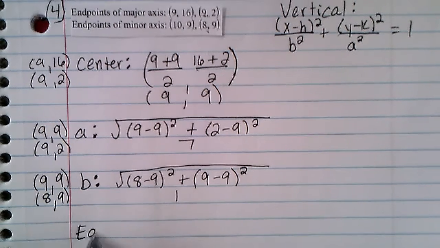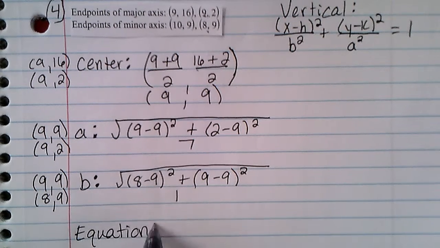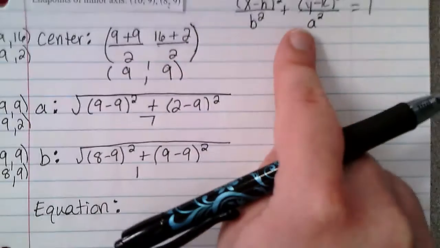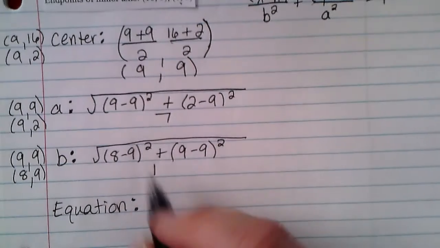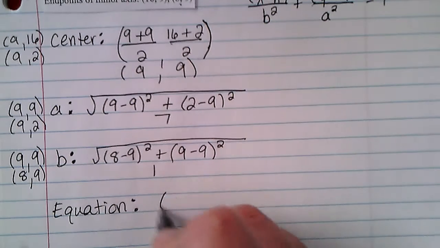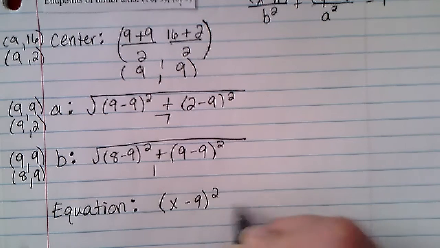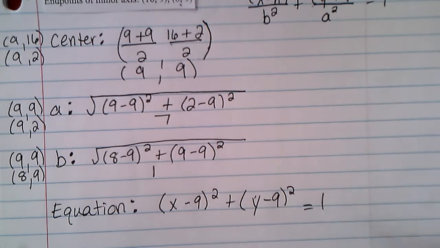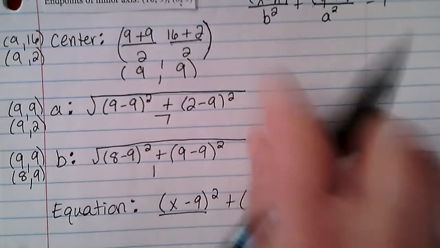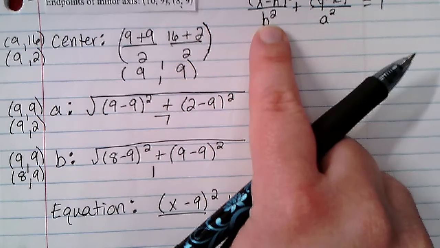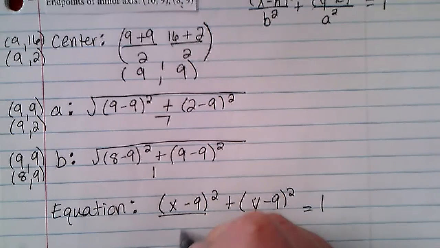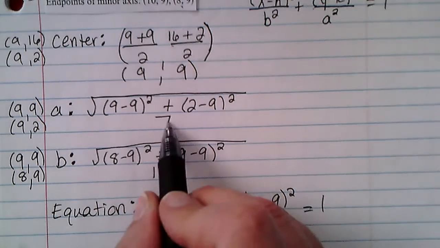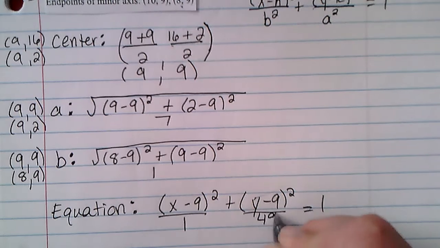So our equation, now we have all of our info. We got our vertical equation up here. Let me see if I can get them both in the frame, but that's okay. So center is 9, 9. Pretty straightforward there. Go ahead and put our equal 1. For vertical, the lowest one goes under the x, so 1 squared is just 1. Then underneath the y is going to be my largest value. 7 squared is going to be 49.